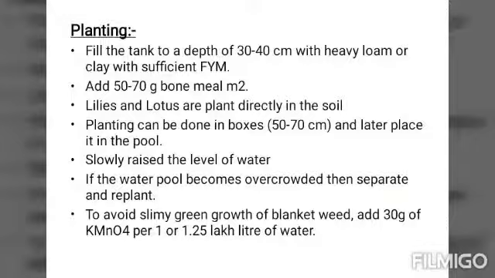Okay, so these are some of the important points. And you can also do one thing: you can add 30 gram of copper sulfate also. If you don't get potassium permanganate, you can add 30 gram of copper sulfate. And you have to avoid the snails that come here, so you have to avoid those also.